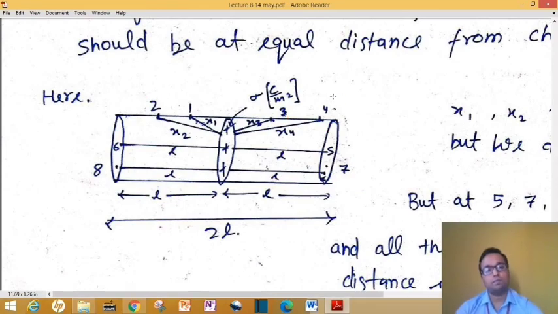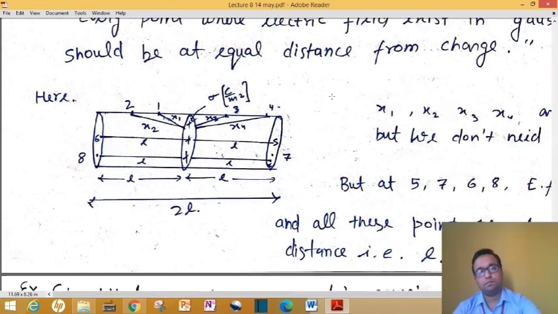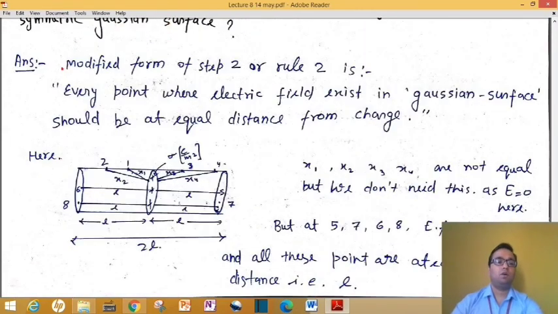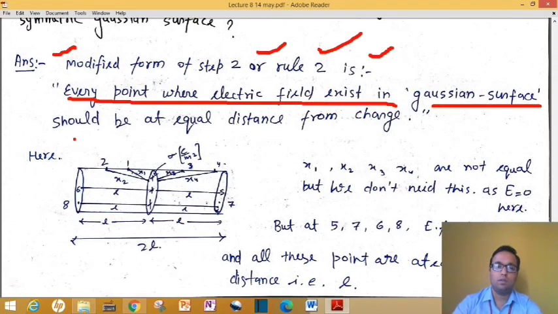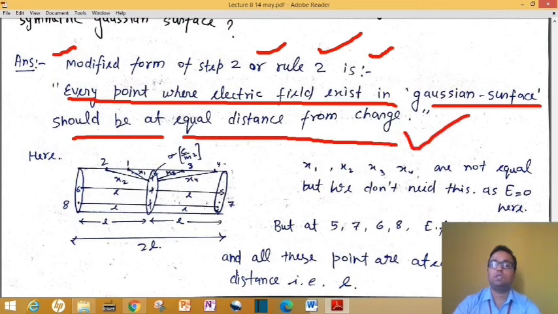Now look, now read this line. I have mentioned it for you. Modified form of step 2 or rule 2 to draw Gaussian surface: every point where electric field exists in the Gaussian surface should be at equal distance from the charge.